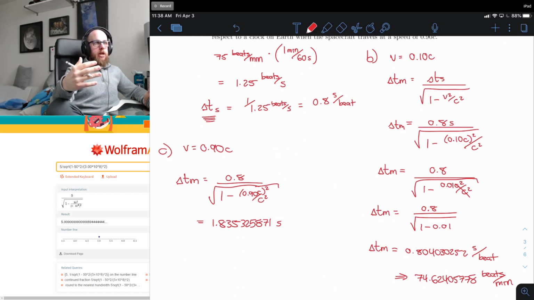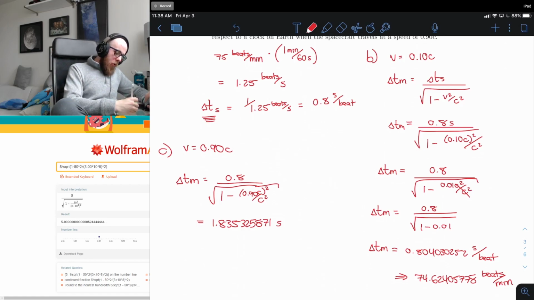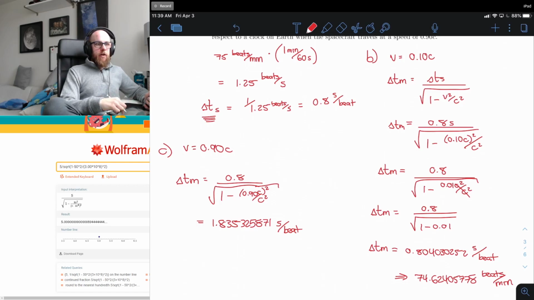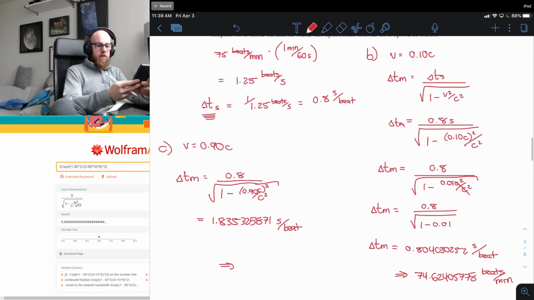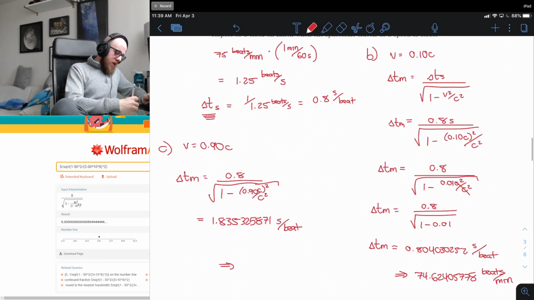On Earth, each beat took 0.8 seconds per beat. Now it's taking 1.83 seconds per beat. So that's actually a pretty significant difference, right? And again, if we convert this back into beats per minute, so again, we do the same calculation but backwards, we get a value of 32.69174208 beats per minute.